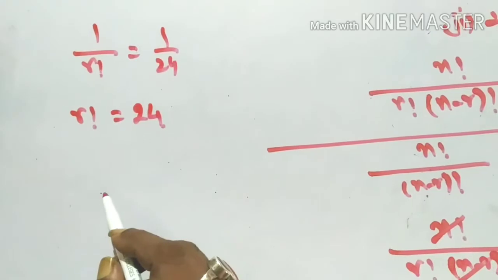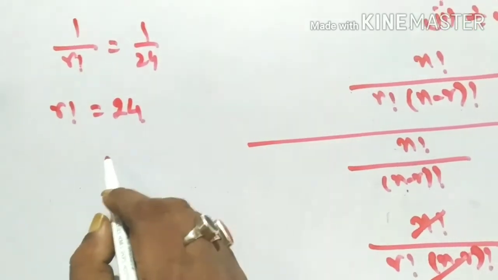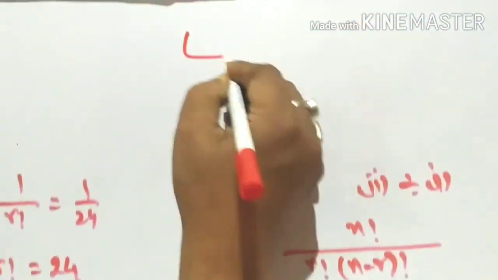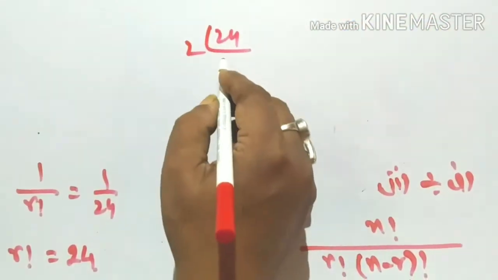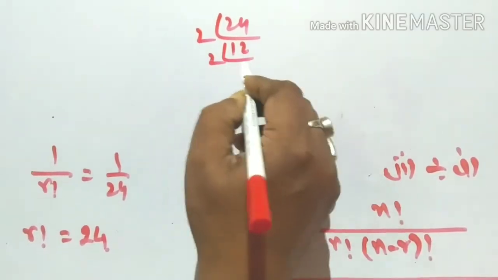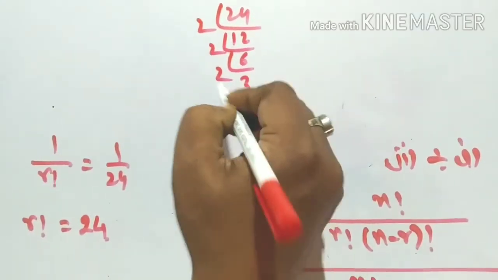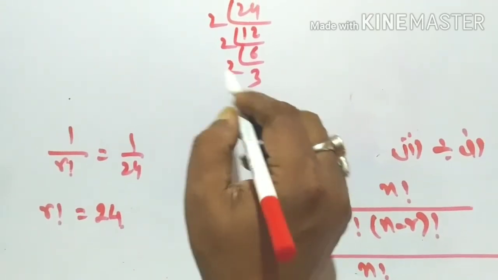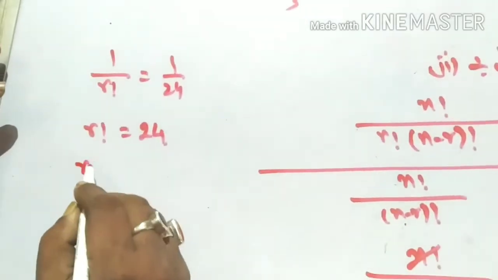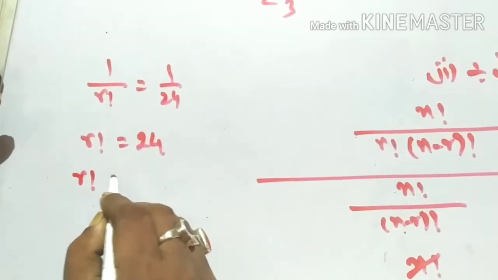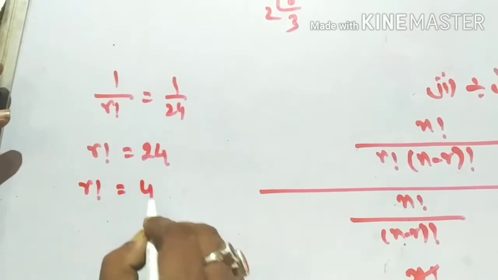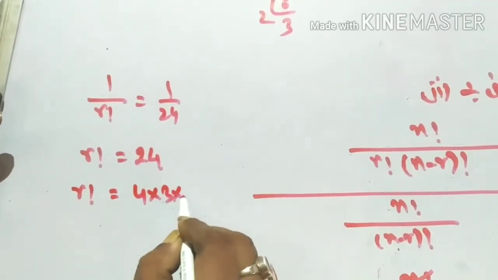Now what is the value of r? In order to find the value of r, I will do the prime factorization of 24. That is 2, 12, 2, 6, 2, 3. Now I will write it in ascending order. That means r factorial is equal to 4 into 3 into 2.